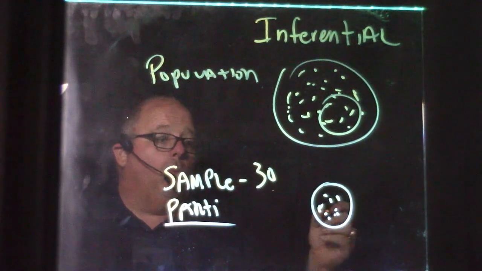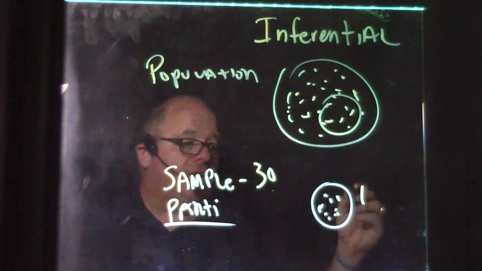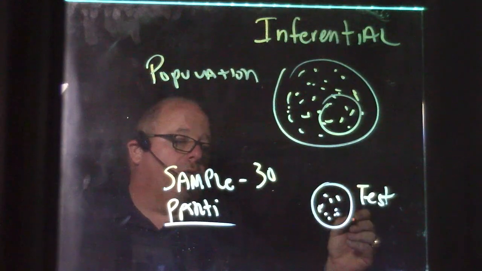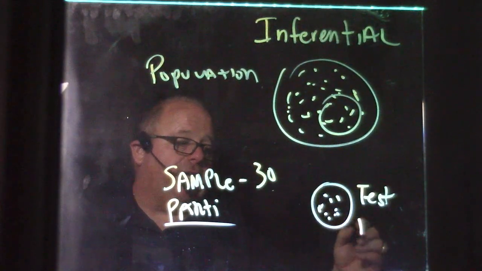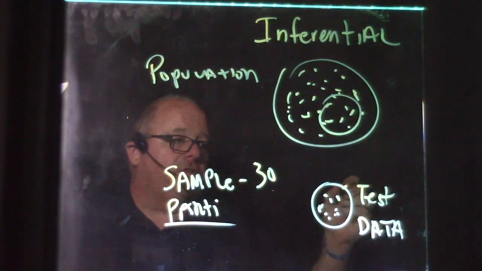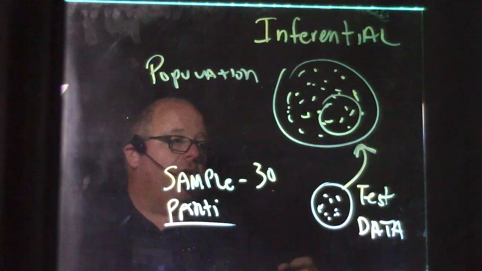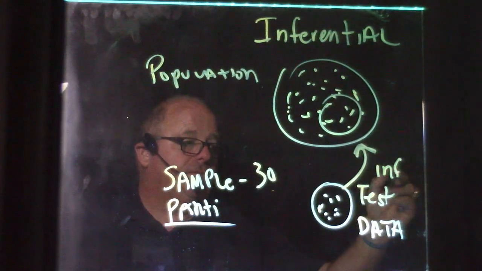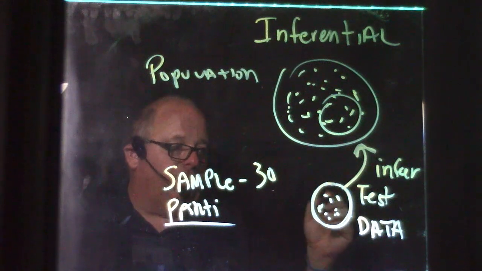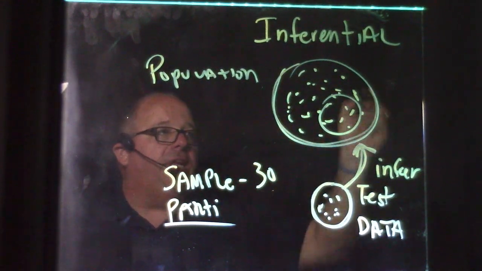So now, let's say we've taken this group out of this population. Now we run our test, whatever that test is. And then when we're done analyzing the data, this will send us back to the population, and we will infer that the results from this actually point to what is happening in this group.